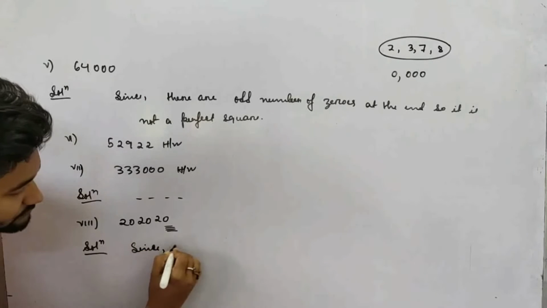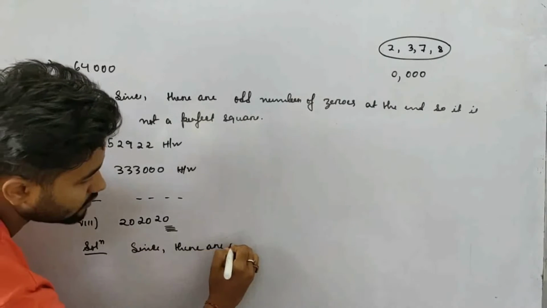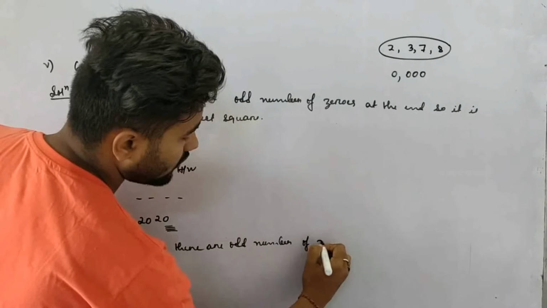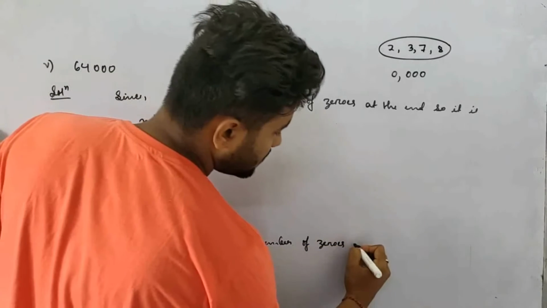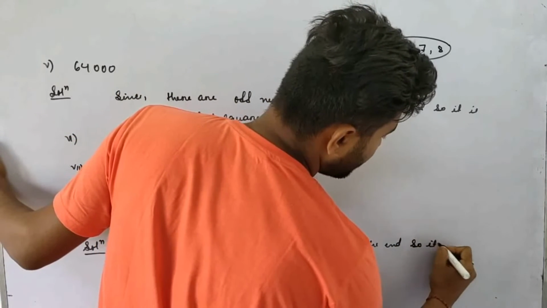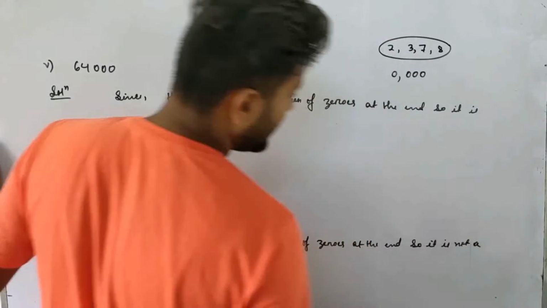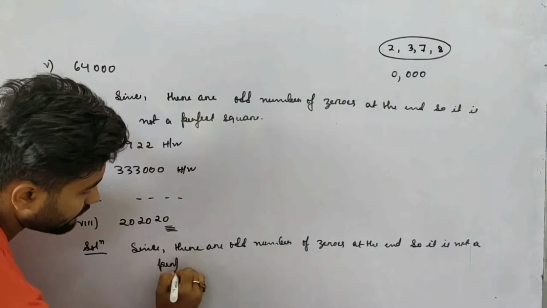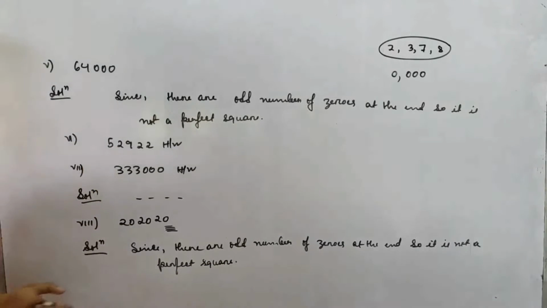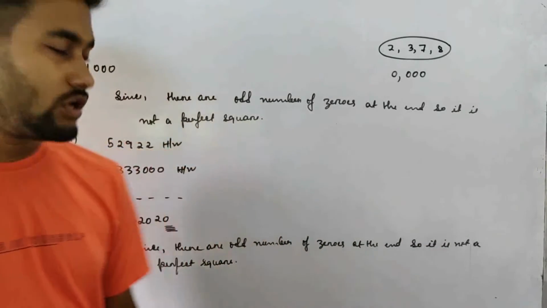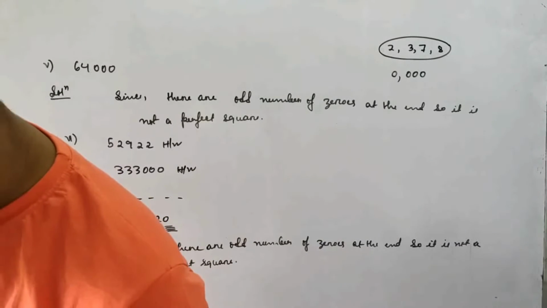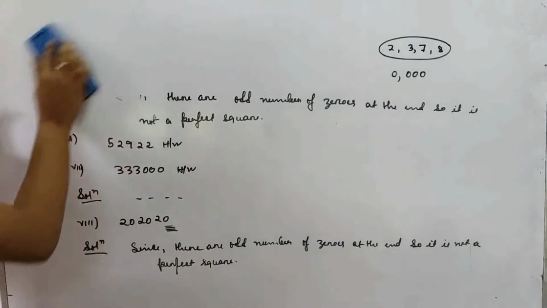Since there are an odd number of zeros at the end, so it is not a perfect square. Only check the last one, okay, last place. Okay, done. So question number 1 completed. This homework part you do.